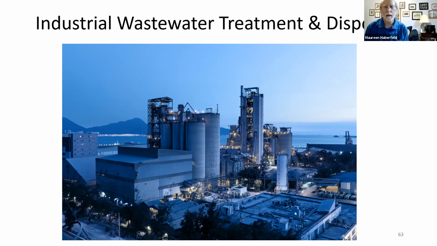To what degree they have to treat the water depends on where they're discharging it to and what the rules are for protecting the water body that they are discharging it to. If they're discharging it to surface water, those are usually the most stringent criteria that they have to meet before they can discharge it to surface water.